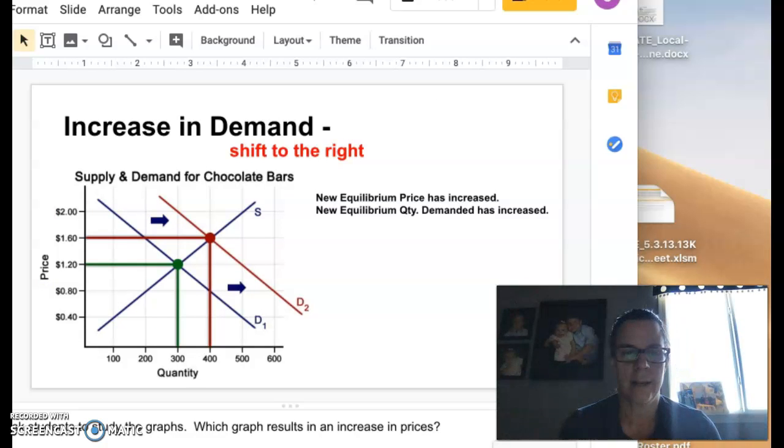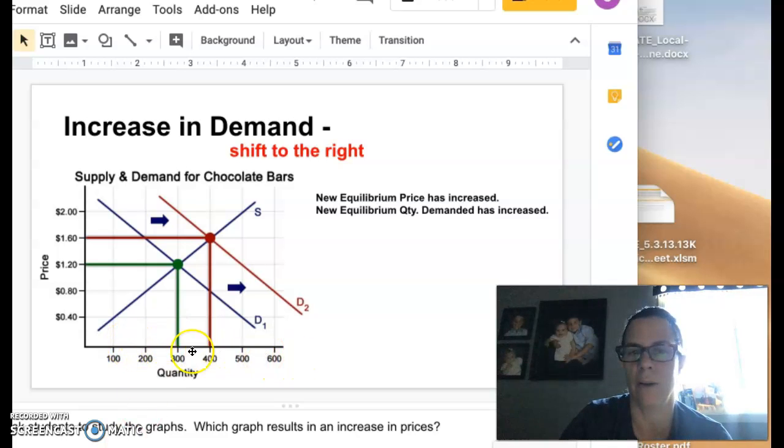All right, next one is for the increase in demand, and this is a shift to the right. Now notice that the shifts just follow the graph down here because with quantity, we see an increase to the right, so that's why it shifts to the right with an increase in demand. So if something happens in the marketplace that causes a shift in demand, in this case for chocolate bars, our equilibrium price will go from $1.20 to $1.60, and the equilibrium quantity also increases.